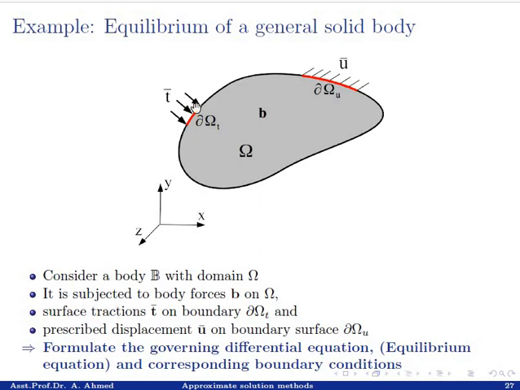Let's say the boundary at which some boundary forces are applied are called tractions. They may be uniformly distributed forces or uniformly varying forces, and these traction forces are applied at a boundary represented with partial omega t, and the boundary at which the displacements are restrained is represented with partial omega u.